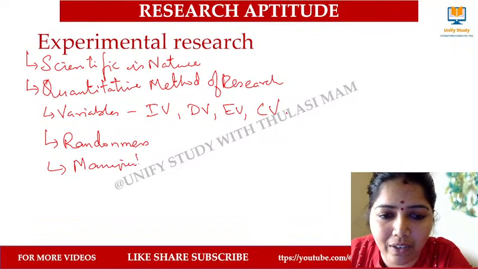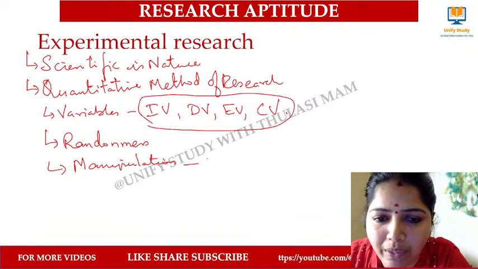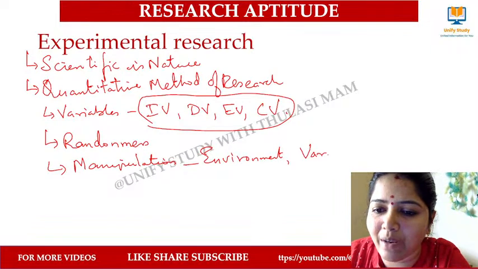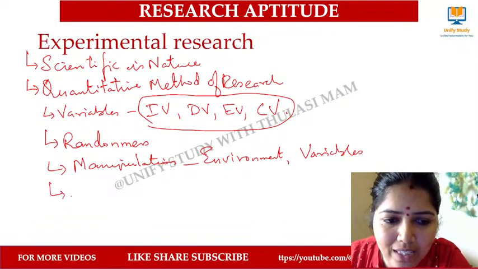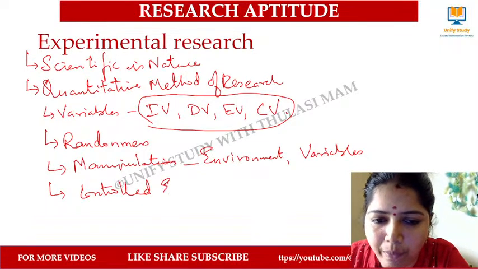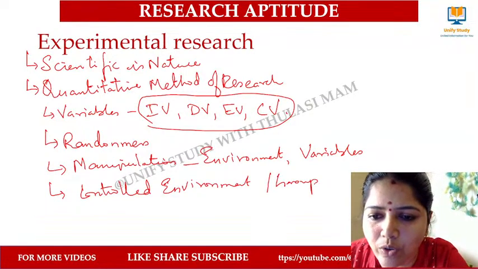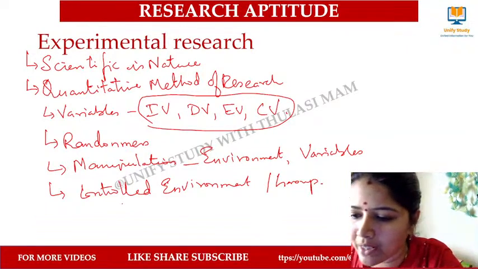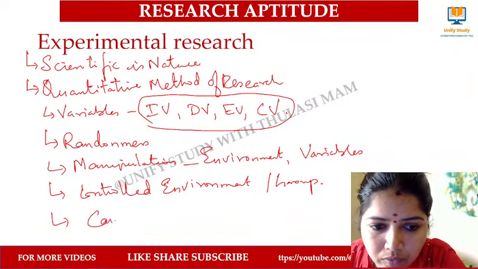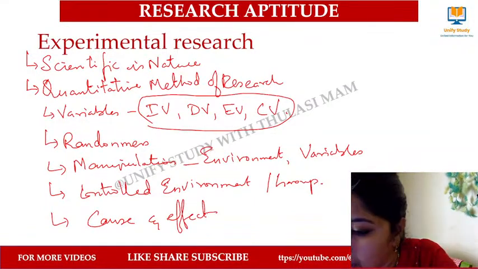In experimental research we do manipulation. Why? Because all these variables are under control. The environment is under control. We can manipulate the variables, and we say it is controlled. We can use a controlled environment or a controlled group in this experimental research. And the important term is cause and effect.